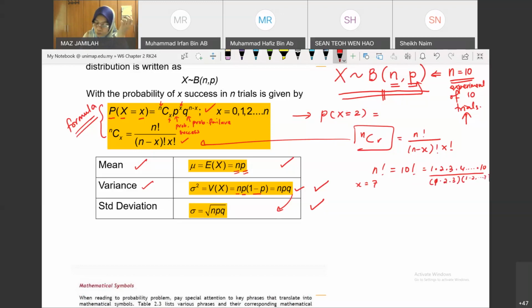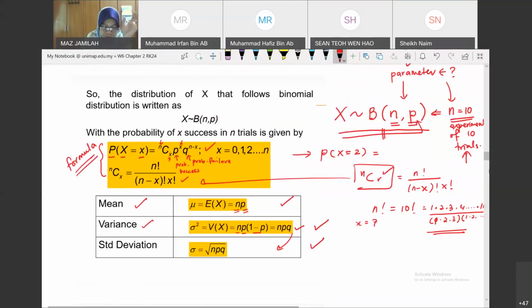So this is how you can calculate. But usually you just use your calculator. You can find this value straight away. But now, as far as my explanation is concerned, I want you to know how, in finding the probability, I can straight away use this formula, and how to find the mean, the variance, and standard deviation using the npq and so on.